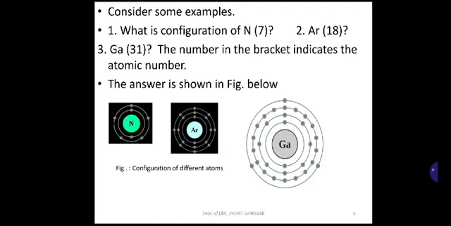Third one, gallium, its atomic number is 31. So the innermost orbit, the orbit which is close to the nucleus, consists of 2 electrons. Second orbit consists of 8 electrons. Third orbit consists of 18 electrons, and the outermost orbit consists of 3 electrons. So total number of electrons is 31.